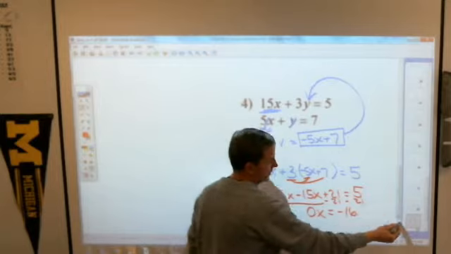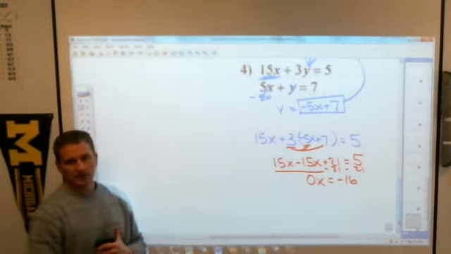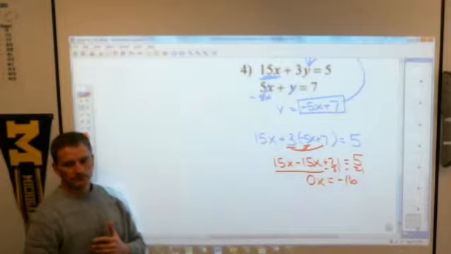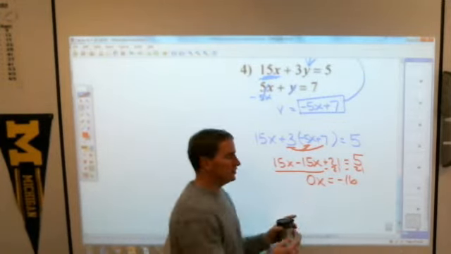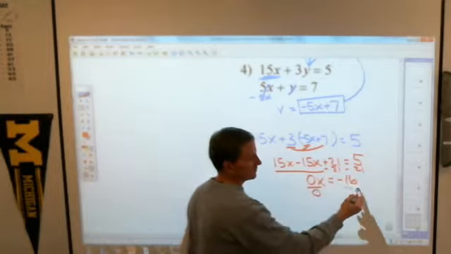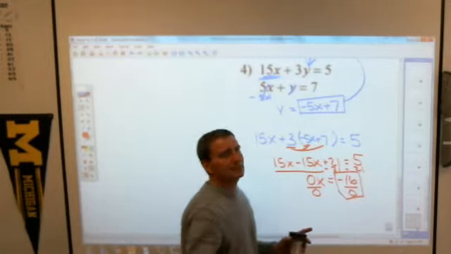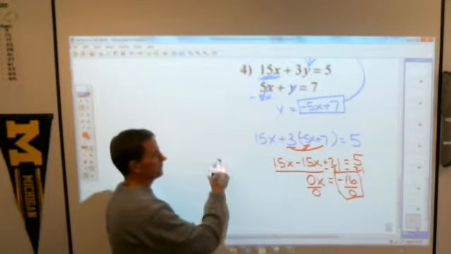So, we are in a small quandary here, boys and girls and ladies and gentlemen. 0x equals -16. What is my answer to that if I solve that for x? Think about what you do when you do a normal equation. You divide by what's in front of the x. What does this mean? You can't divide by 0. Undefined. It is no solution.